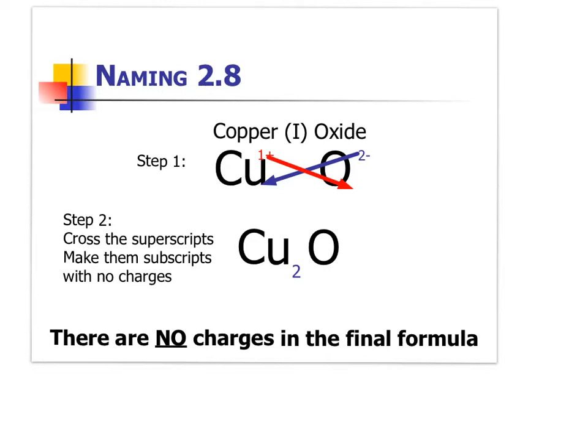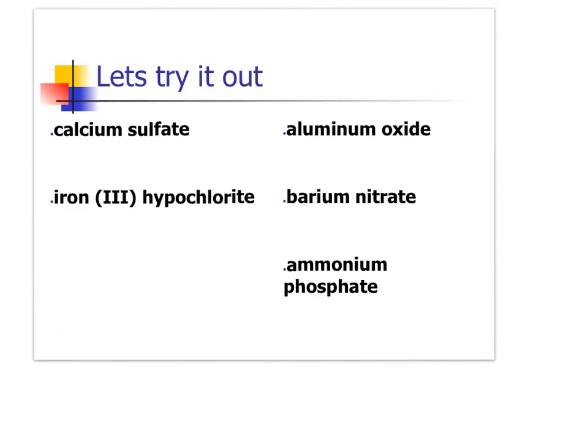The 2 goes to the copper, and the 1 theoretically is written by the oxygen. However, we do not write 1. So we just get rid of it, and by writing just O for oxygen, we have it. Notice that, again, there are no charges in the final formula. It's super important that we remember there are no charges in that final formula. We have just the numbers themselves. So let's try it out.